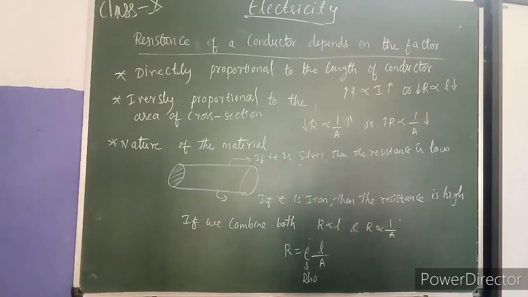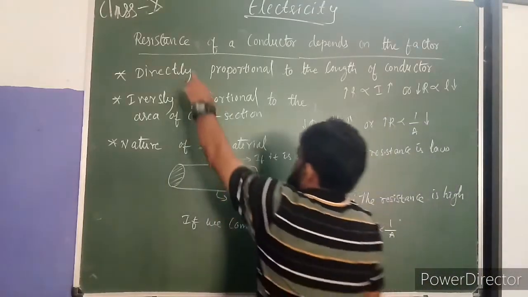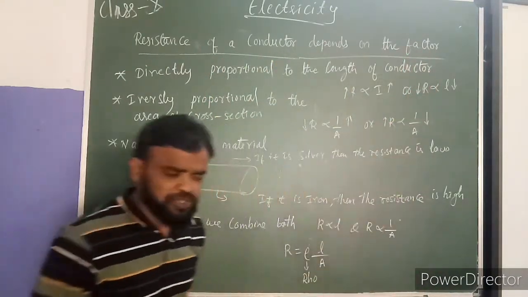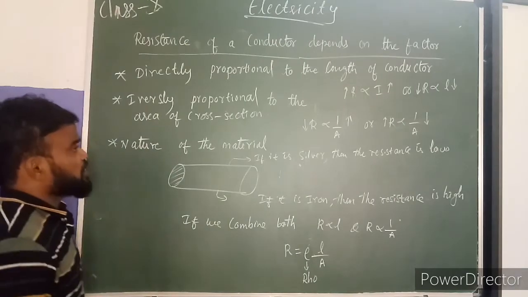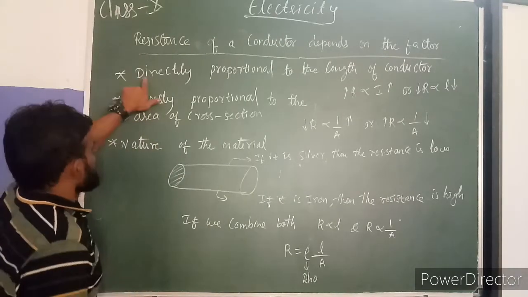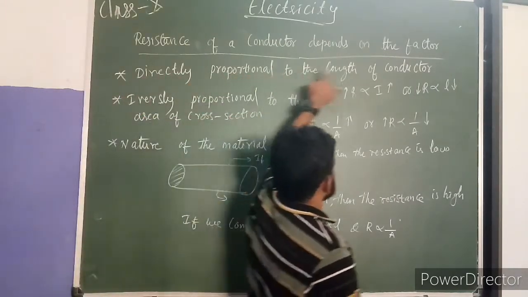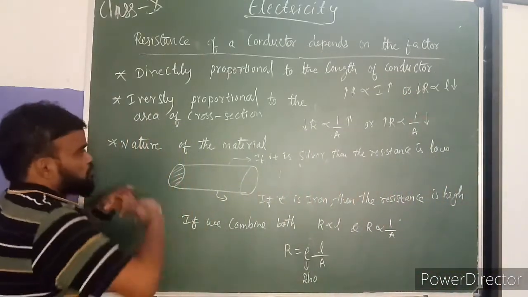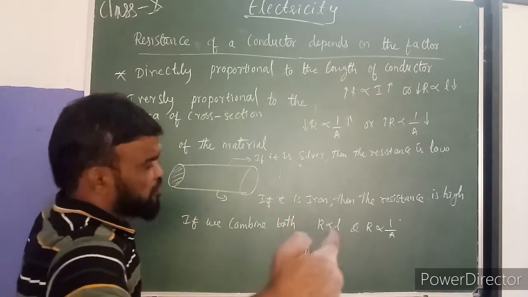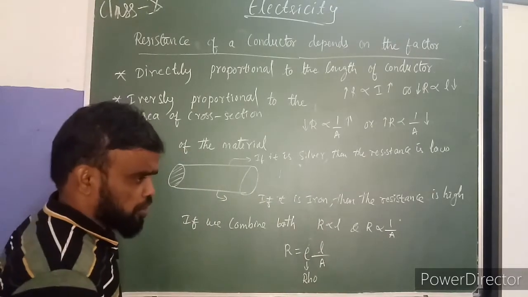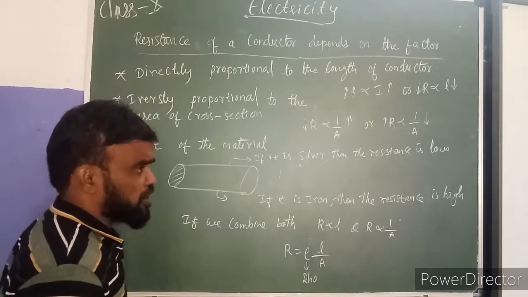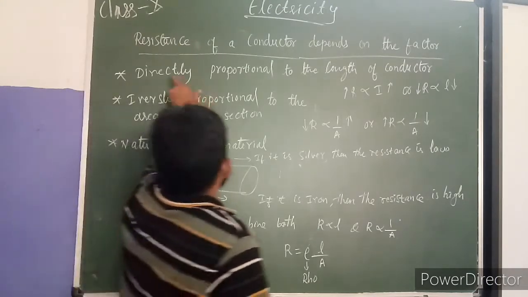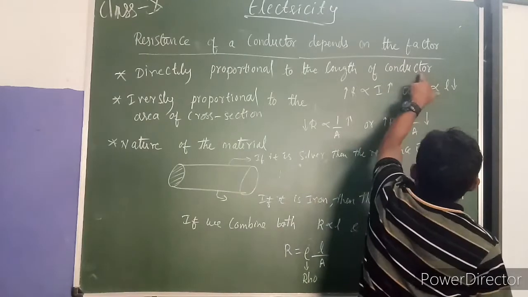Now I am going to explain the factors on which the resistance of a conductor depends. First, it is directly proportional to the length of the conductor. This is the length of a wire or conductor, such as an iron rod, a metal, a copper wire, or maybe an aluminum wire.